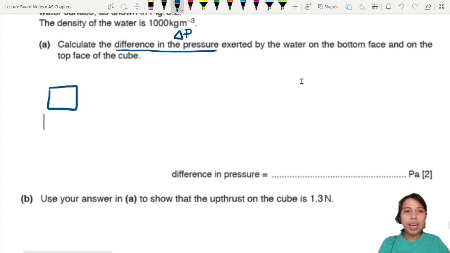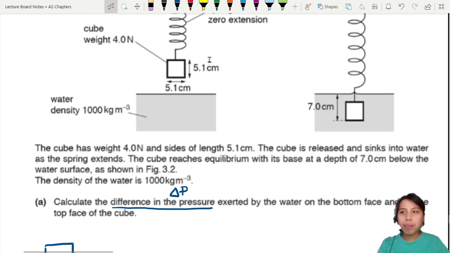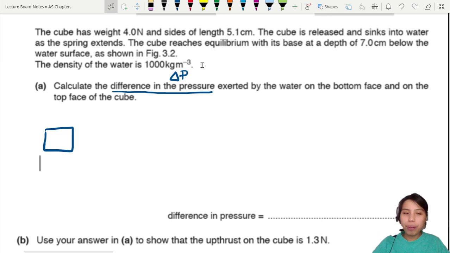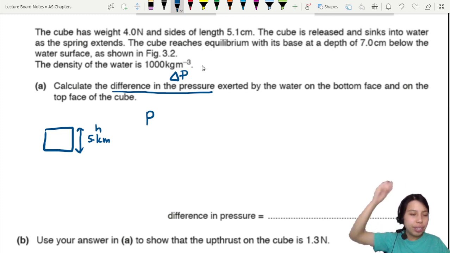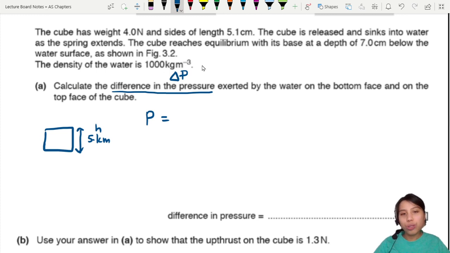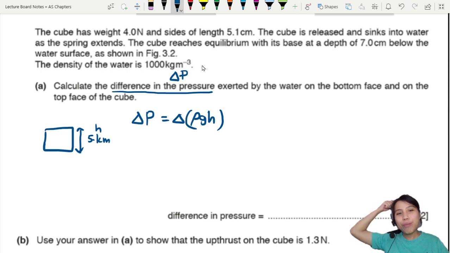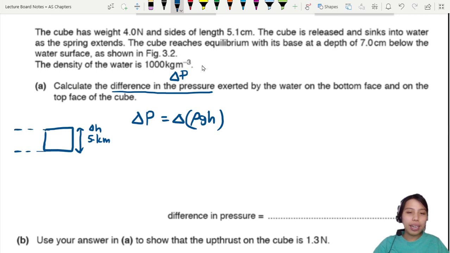This block is, what's the height of this block? 5.1 cm. Okay, nice. Let's just write a 5.1 there. So this height is 5.1 cm. So pressure difference. How do we find the pressure difference? I think because the whole thing is submerged in water, we can use delta P equals to rho g delta h. And then we know the height difference, right? So it sinks down to a height, up another height. So the pressure difference here will be rho g delta h, with a height change there.